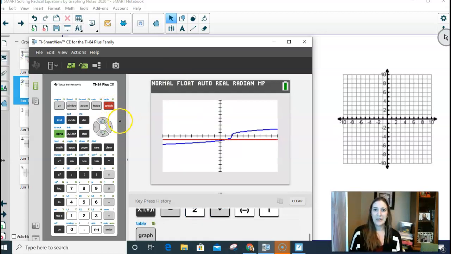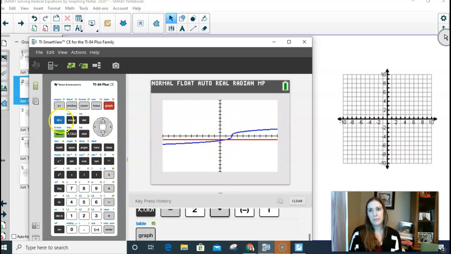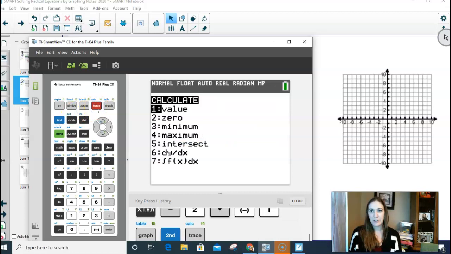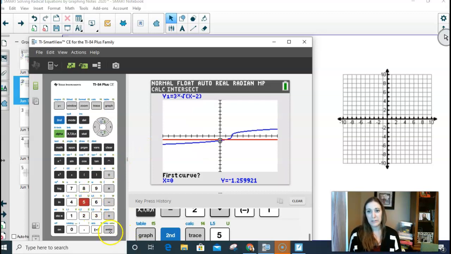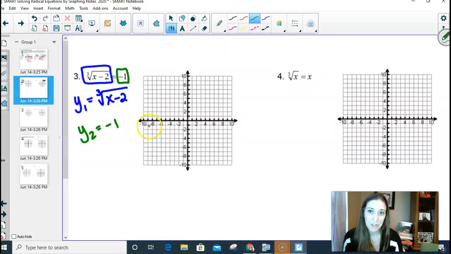All right, I already have a good window, so let's just go. Beautiful. All right, so pretty sure they intersect at x equals 1. But I'm going to use that intersect feature on my Calc menu. So second trace, and then I choose number 5. And then I just hit enter 3 times, basically. So yes, yes, yes. Looky there, x equals 1. So again, bit of a bad news moment. You still have to graph it.